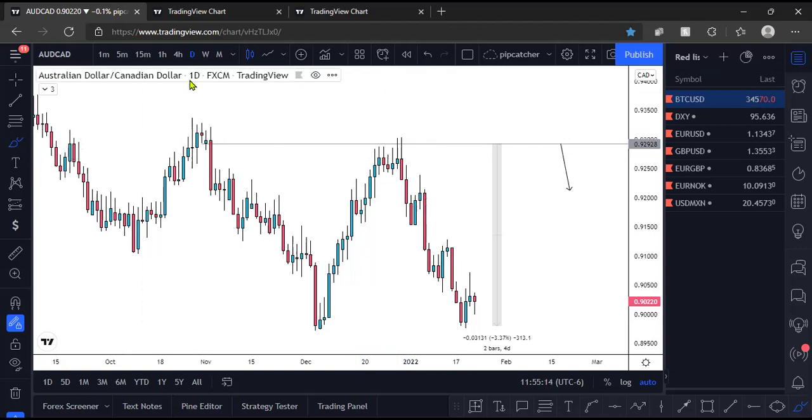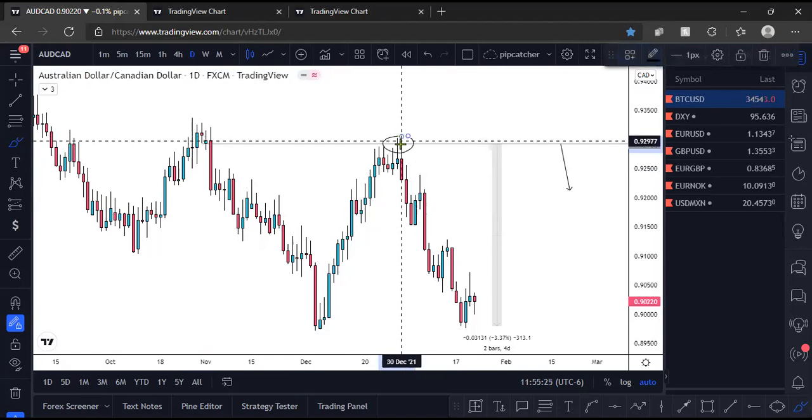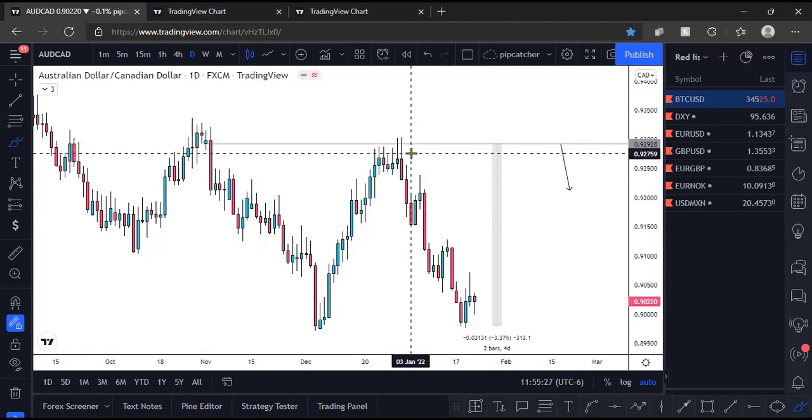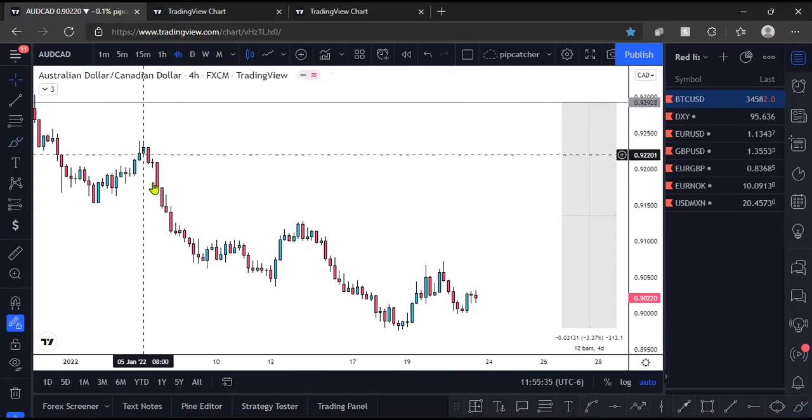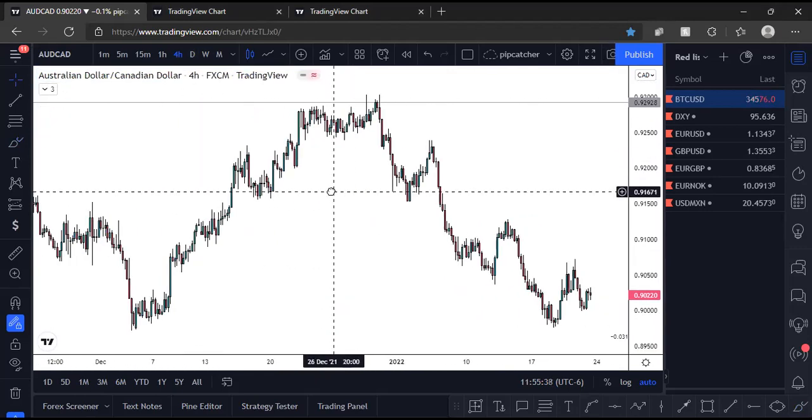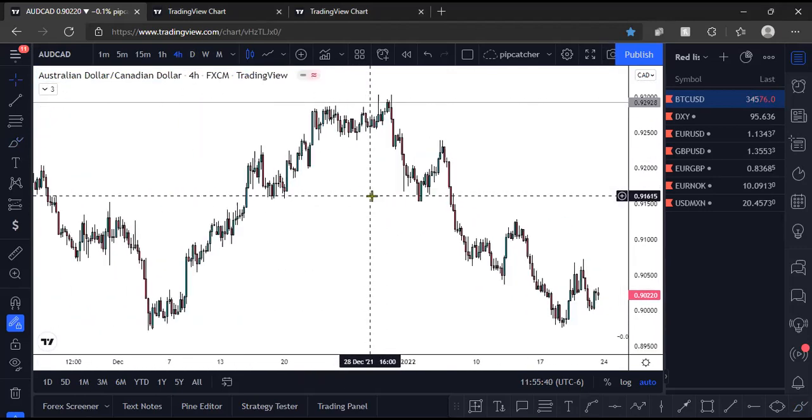Another option is, since we're on the daily time frame and you may not have the confidence to know if a point of interest is going to hold up or not, you can always drop down to a lower time frame and try and find your entries from there. So we're on the daily. Now we go down to the 4-hour time frame.